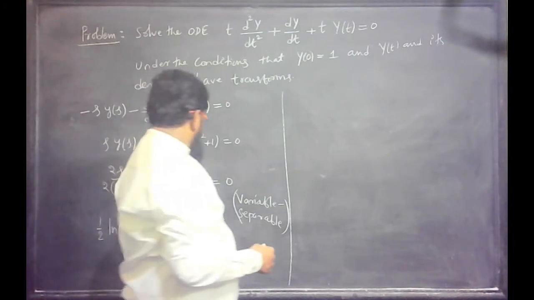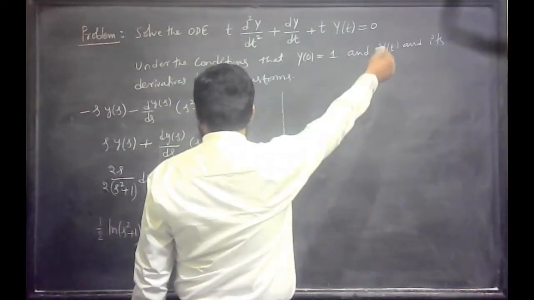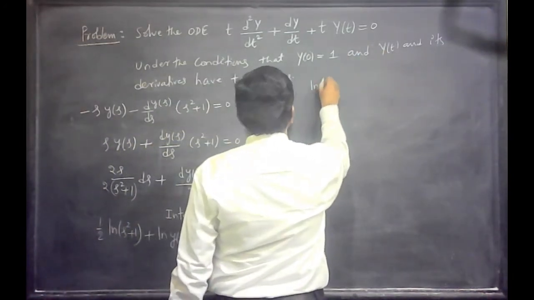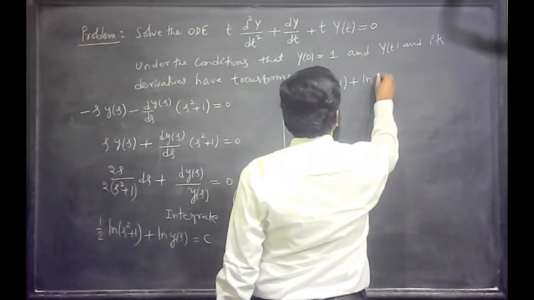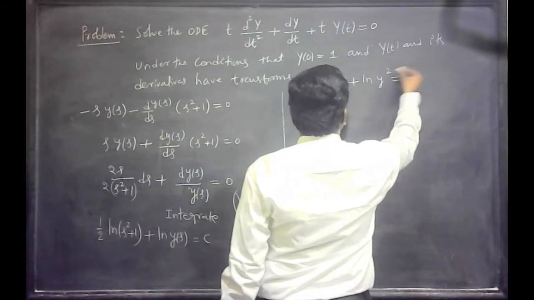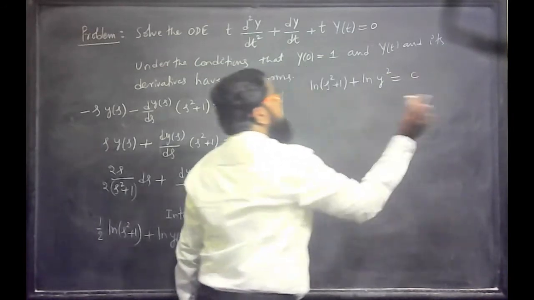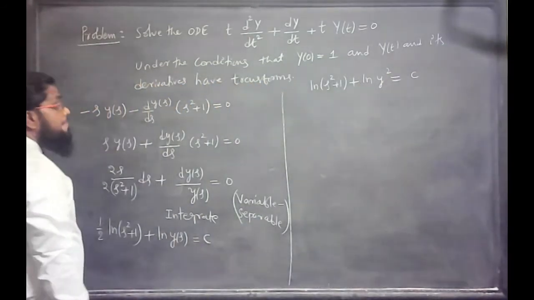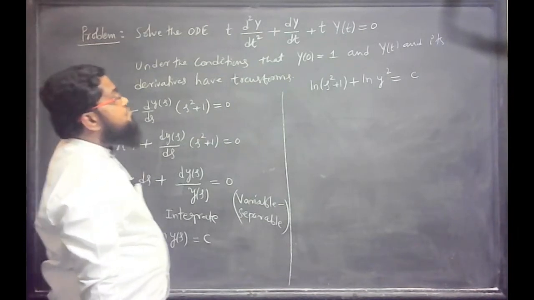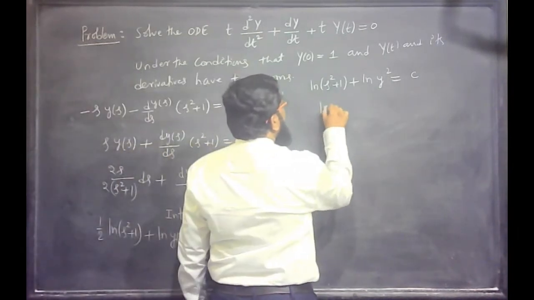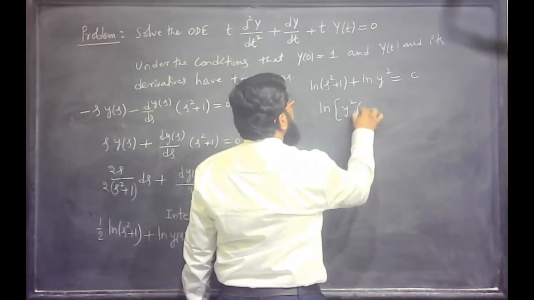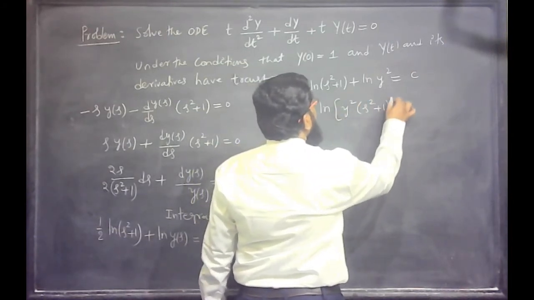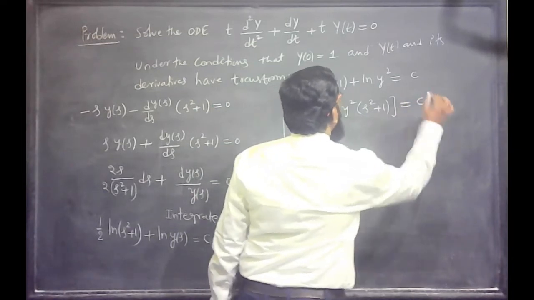So you take that as log of s square plus 1 plus log of y square is equal to some constant c. That is a constant c I am taking. Then this will be log of y square into s square plus 1 into that constant I am taking.